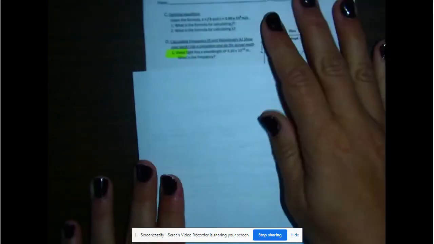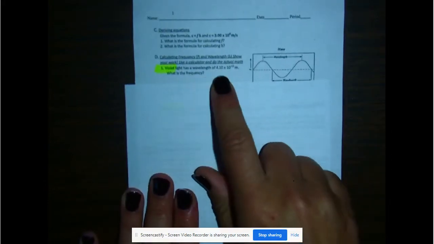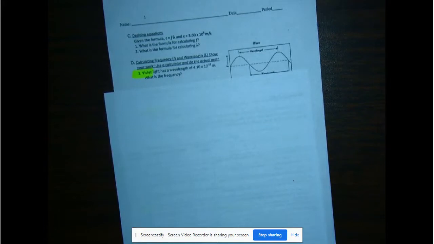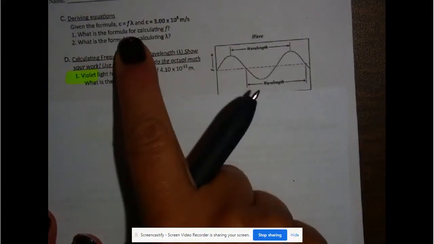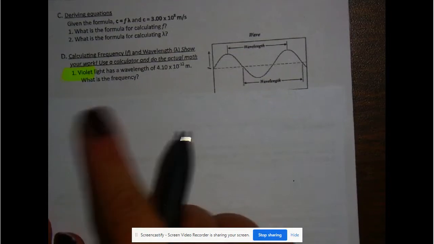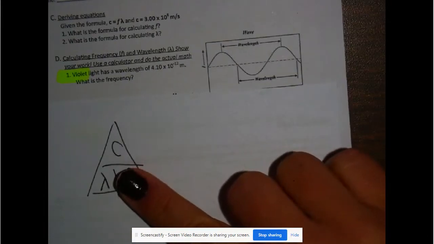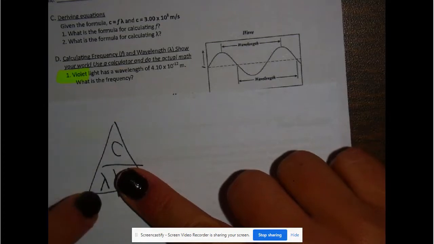So, number 1 was asking for violet light with a wavelength of 4.10 times 10 to the negative 12. So you had to solve for frequency. You could have looked just above, and there was the speed of light formula. Using C equals F times lambda, we had to solve for F. With your triangle, you had C up top, lambda, and frequency. We cover up frequency because that's what we solve for. We were left with C divided by lambda.